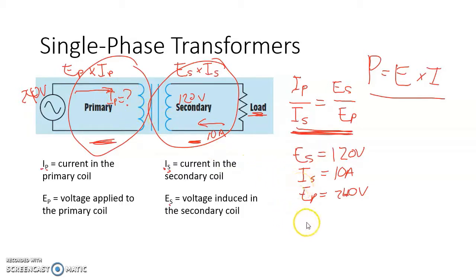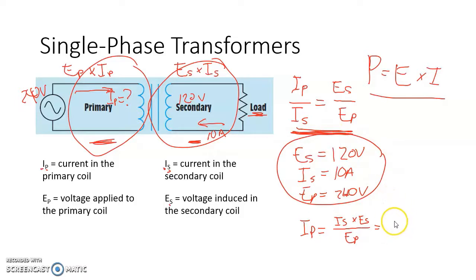And again, I'm not going to do the algebra step by step here, but it works out that the primary current equals the secondary current times the secondary voltage divided by the primary voltage. And if we do this math with these inputs here, we end up with 5 amps at the primary. So 5 amps here at the primary.